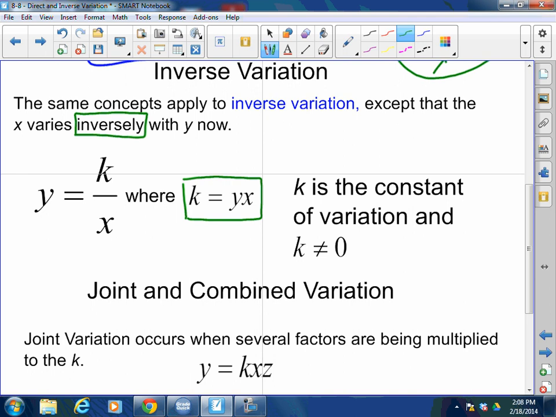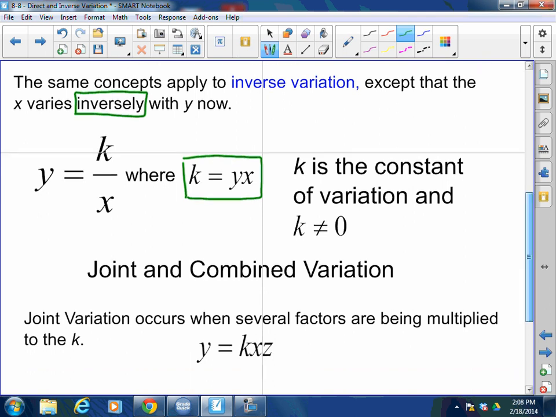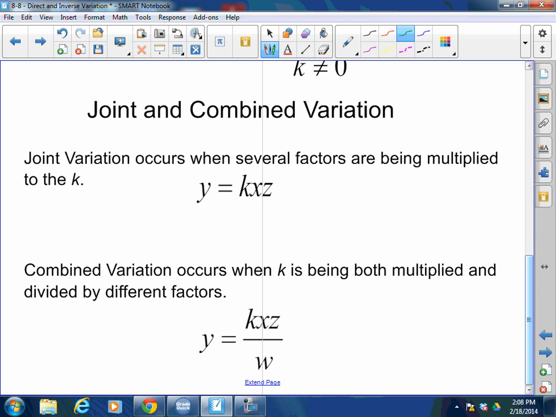getting the direct and the inverse can lead us into joint and combined. Joint variation occurs when several factors are being multiplied to the k. Notice what always remains the same. K. K is in the numerator, and when I have a joint variation, you're going to have 2, 3, 4, 5 different things that multiply together to that k. That's called a joint variation. And I promise you we're going to have examples now.